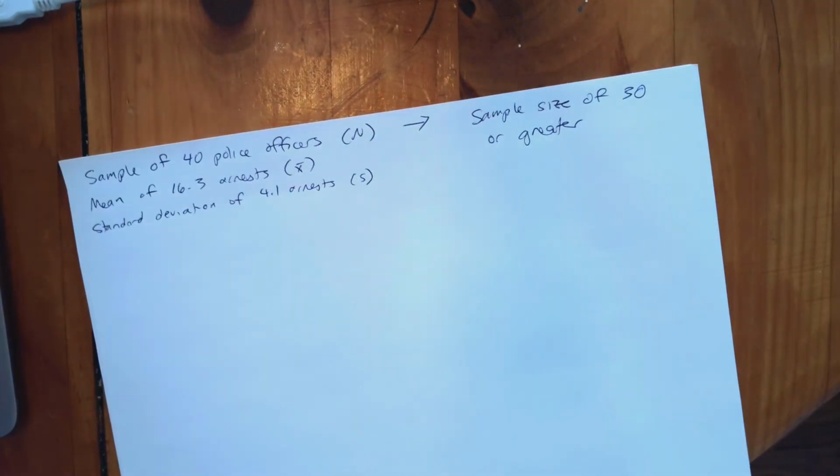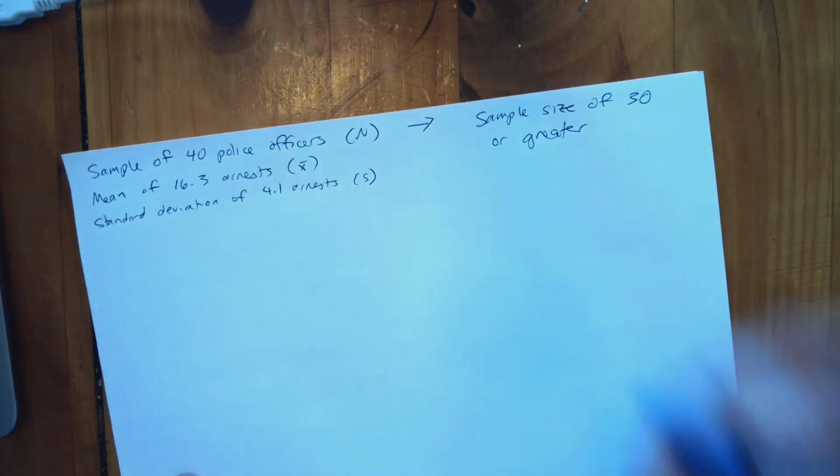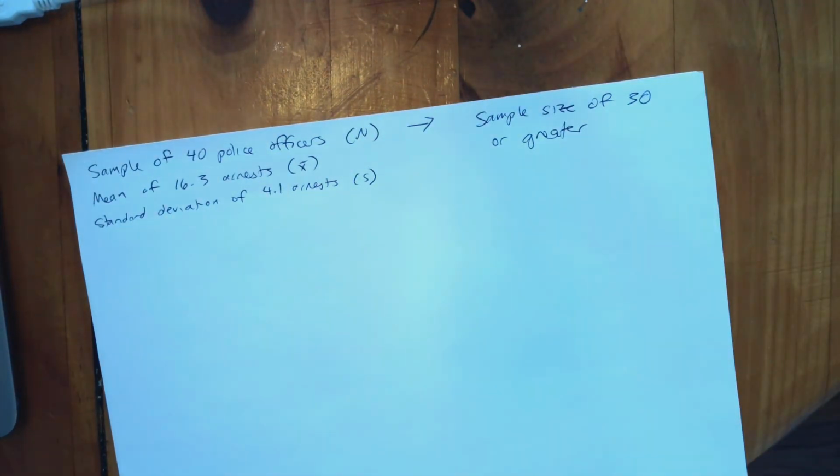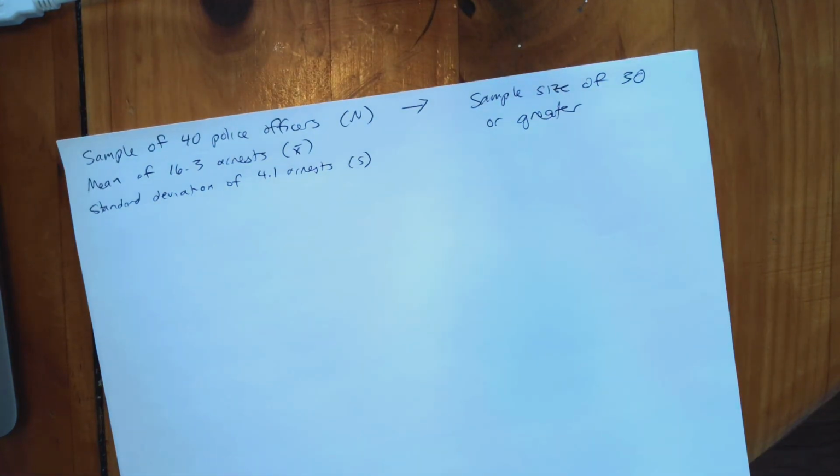For the other one, it doesn't matter, but if you're estimating the standard error, you can only do it if you have a sample size of 30 or greater, and this has to do with being certain that the sampling distribution that you're going to use is normal.